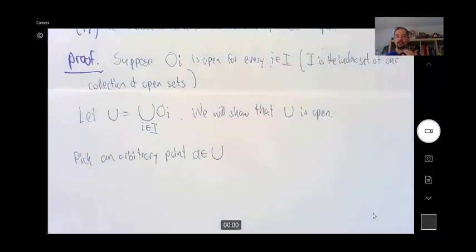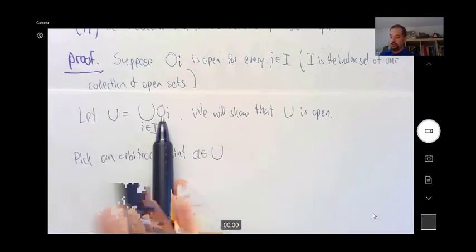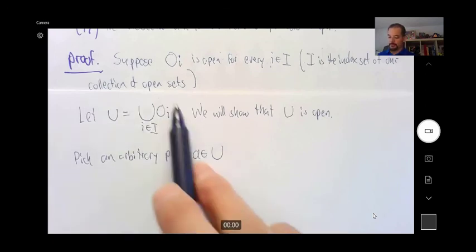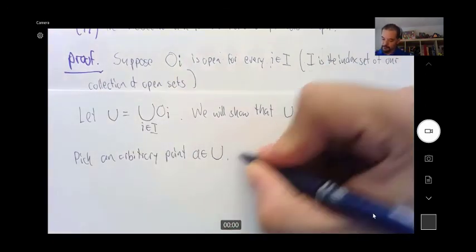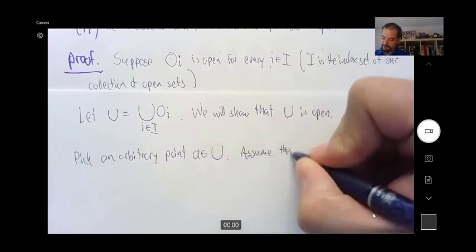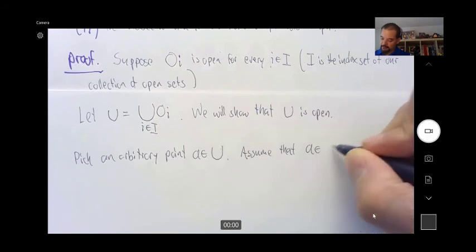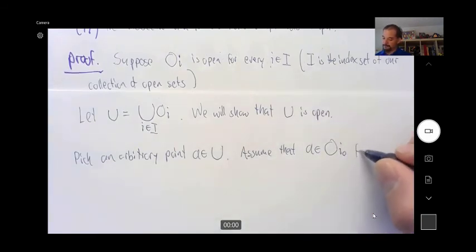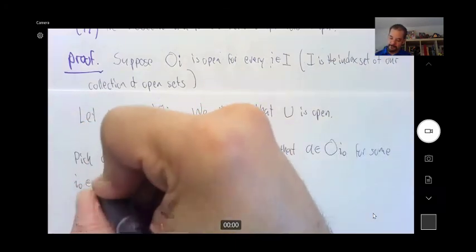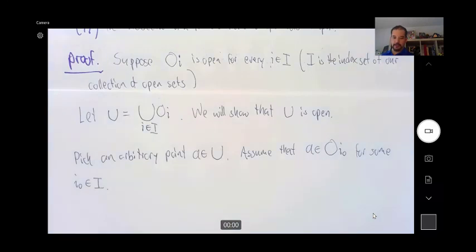Okay, we pick an arbitrary point. Now what? Well, U is the union of a bunch of these guys. So this set A has to belong to one of these, right? So assume that A belongs to O_{i_0} for some i_0. So it has to belong to one of these, right? So I just pick the one that it belongs to.